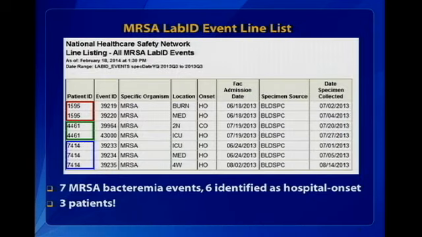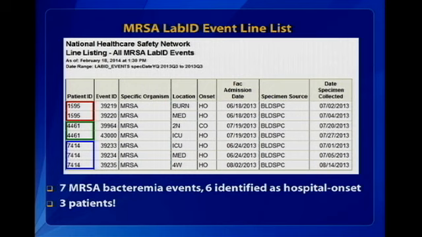So here is the sample output of the MRSA line list. You notice that there are 7 MRSA bacteremia events, and 6 are identified as hospital onset, as the IP had thought. But notice that there are only 3 patients. There are 3 unique patient IDs, which means that each patient has had more than one event.